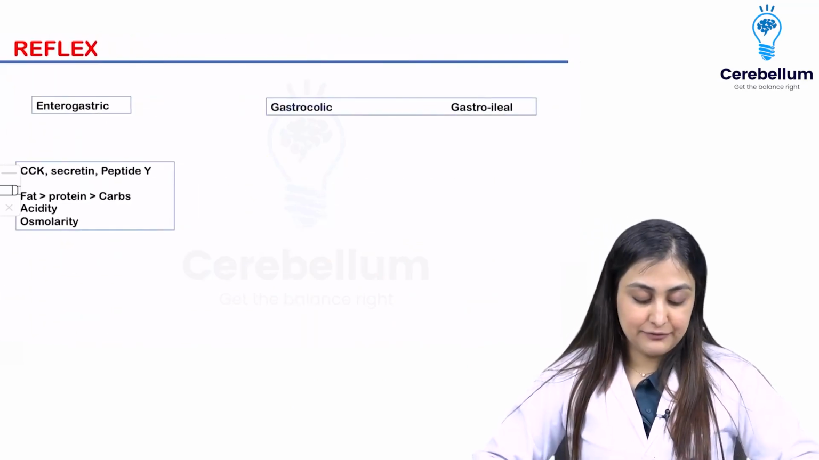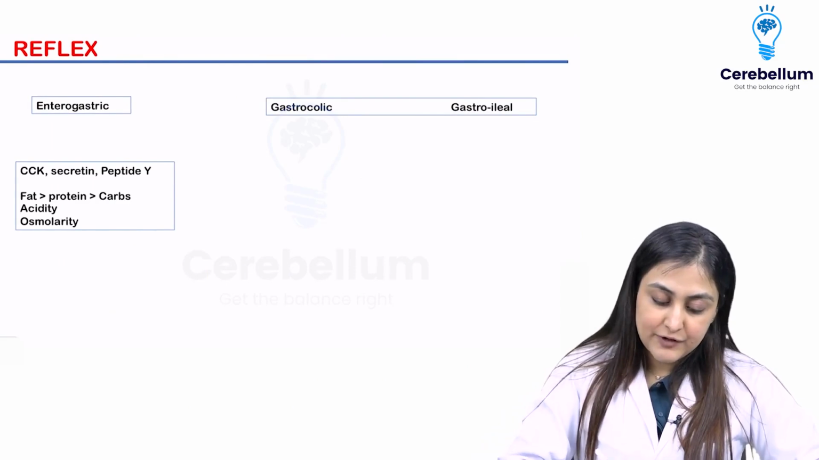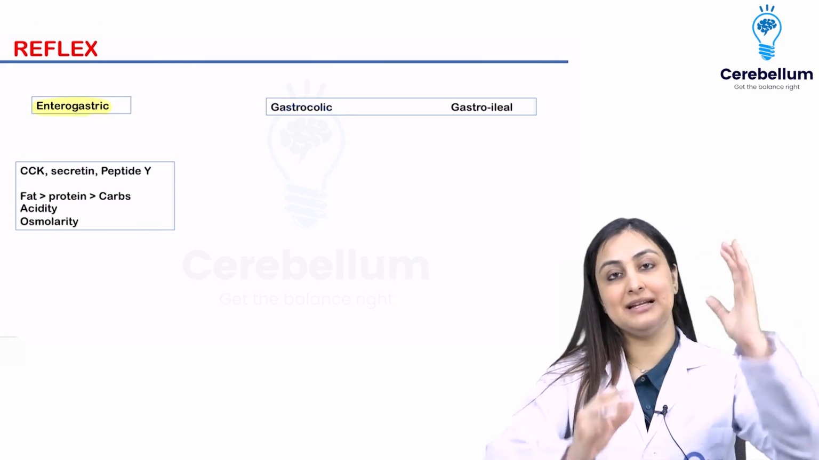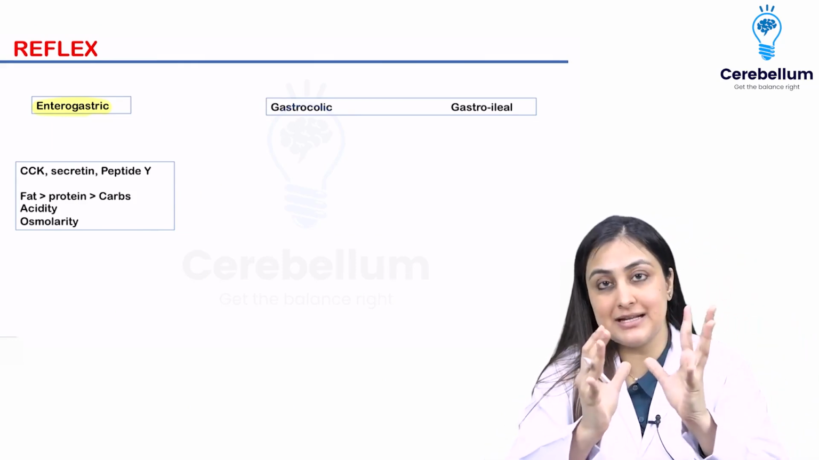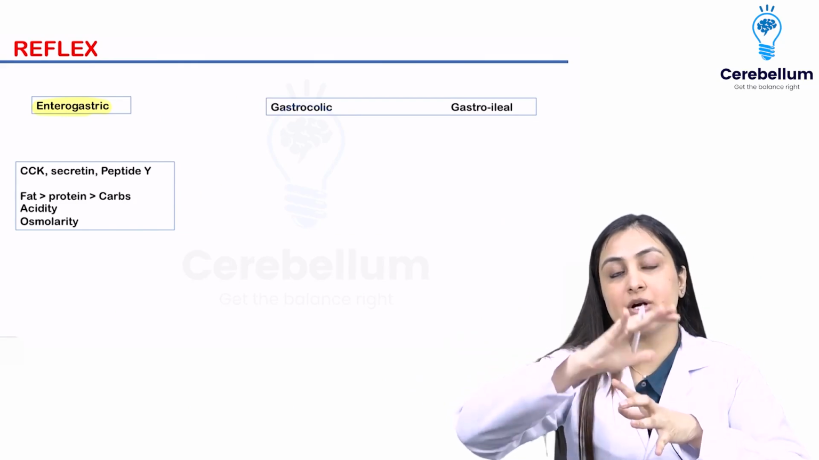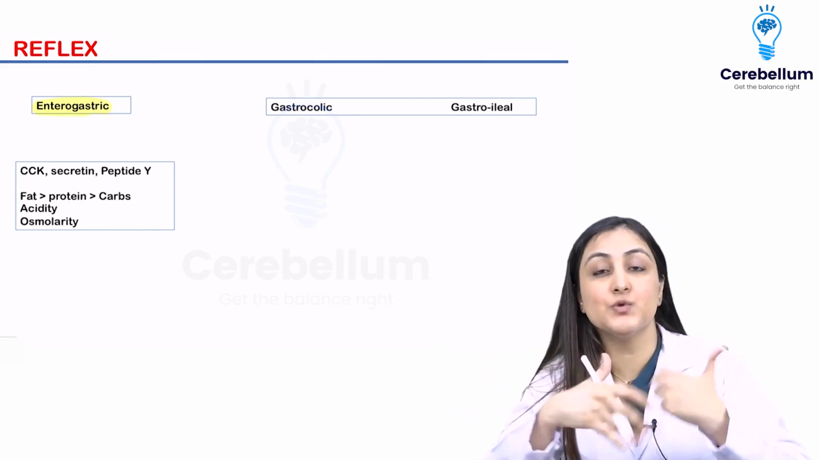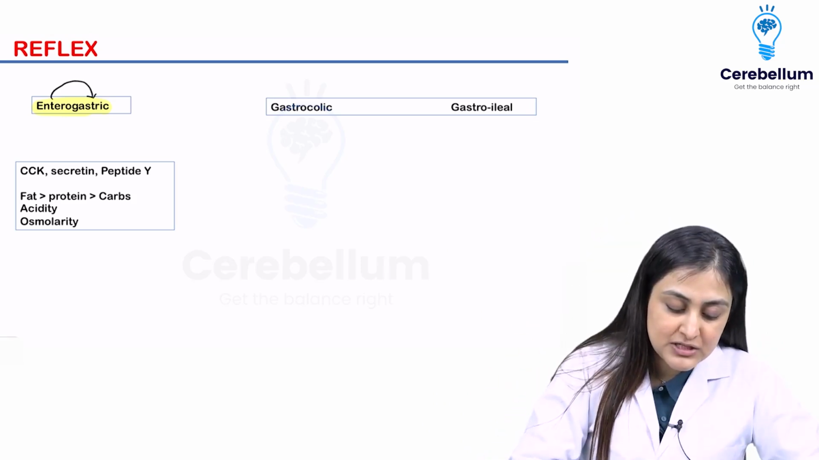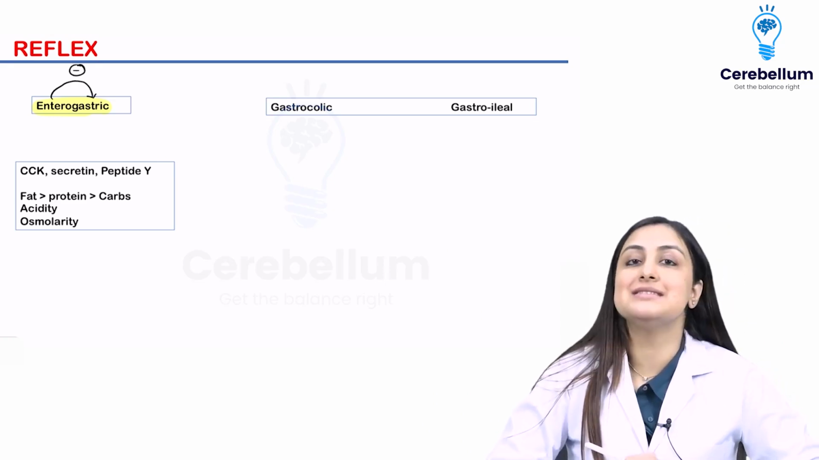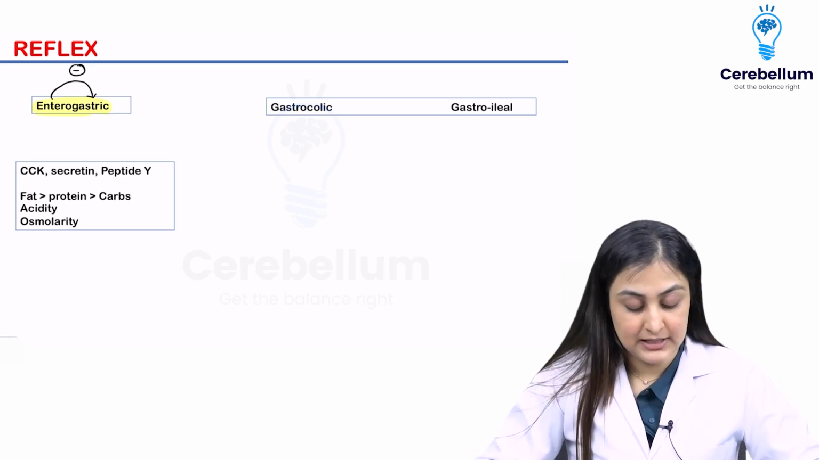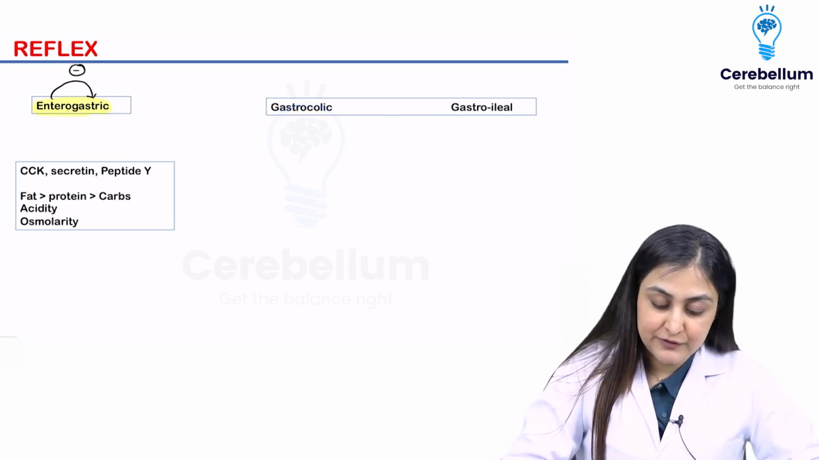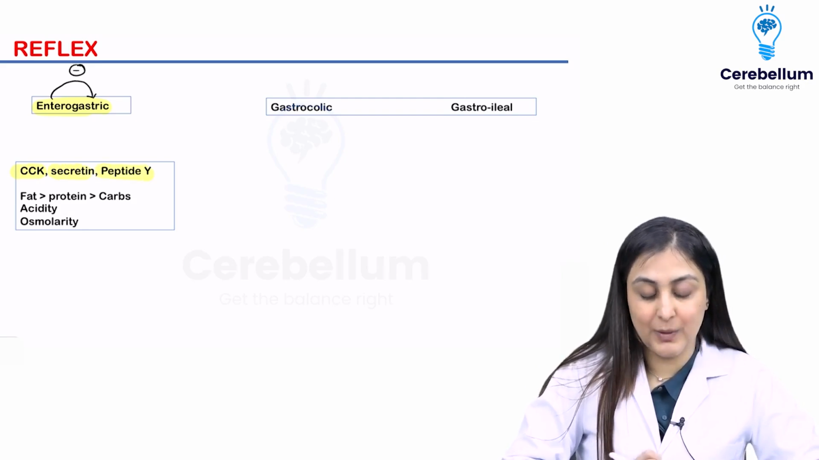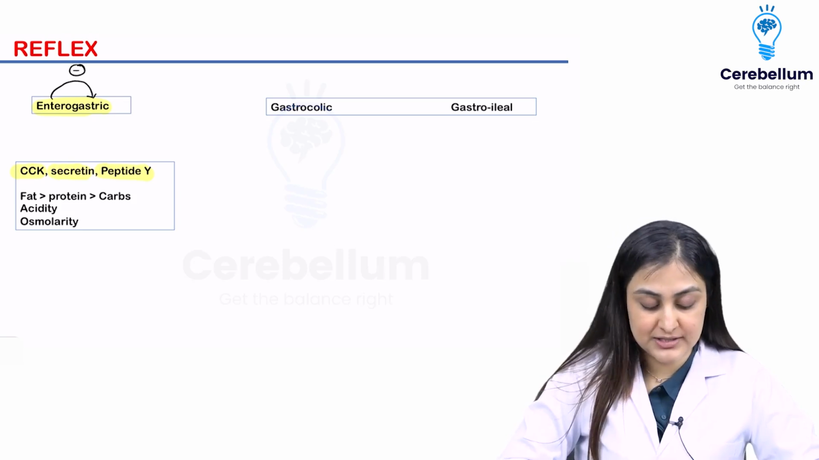Then we have 3 reflexes that you need to understand. First is the enterogastric reflex. As the name suggests, basically whenever the duodenum is distended, it's going to ask the stomach to relax. All right, it's going to make you stop eating because your duodenum is full. So the inhibition of the stomach by the intestine is known as the enterogastric reflex. What are the hormones responsible for this? So 3 hormones: CCK, secretin and peptide Y. These are 3 things which are going to cause this reflex.